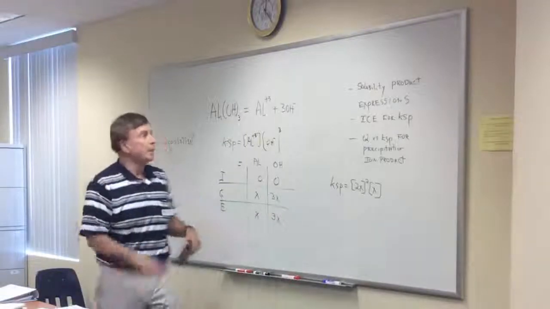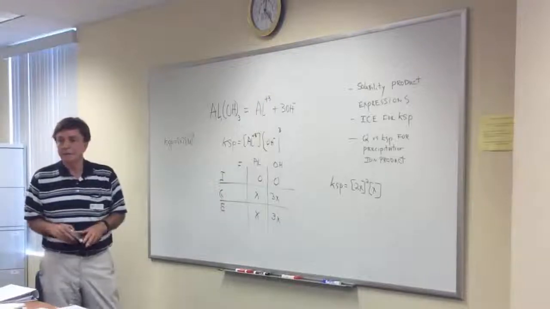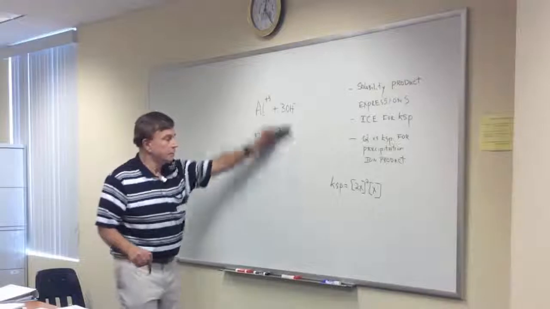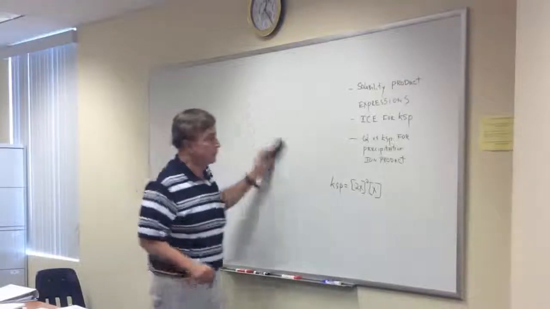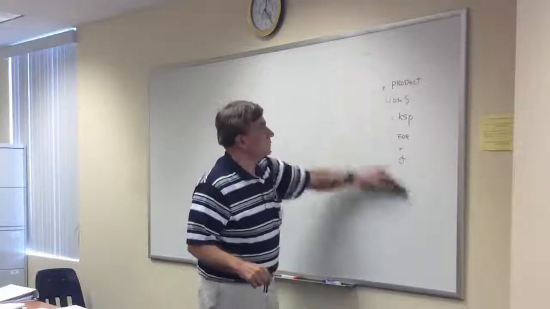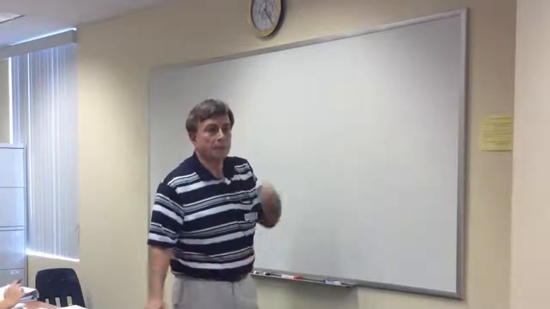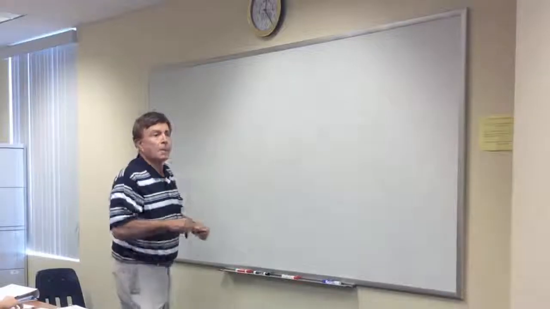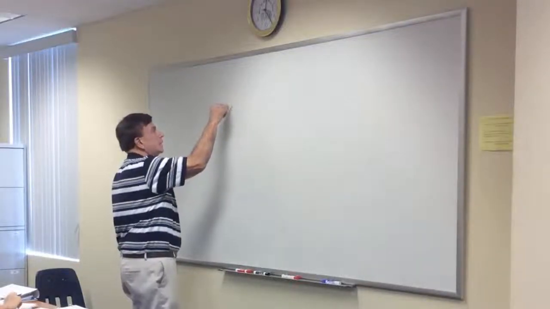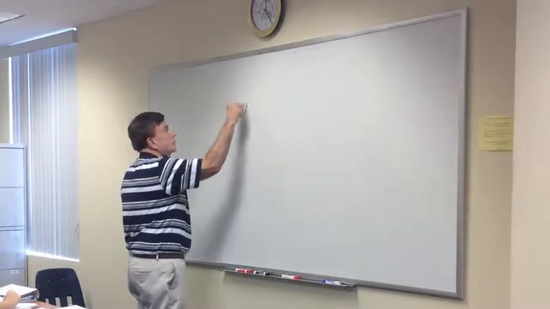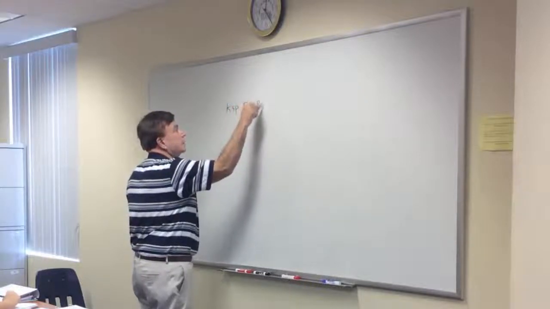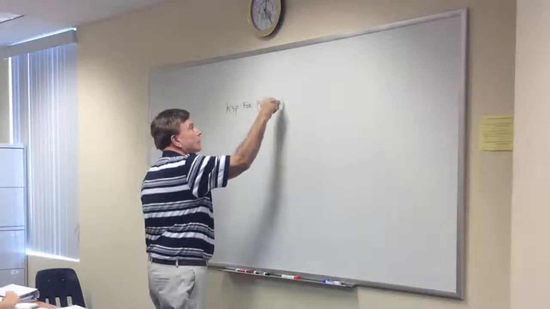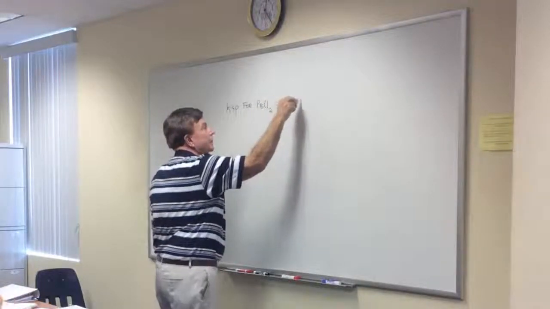There it is. Did I erase this thing? Excellent. Okay, we'll do 12. Ksp for PbCl2 equals 1.7 times 10 to the minus 5th.